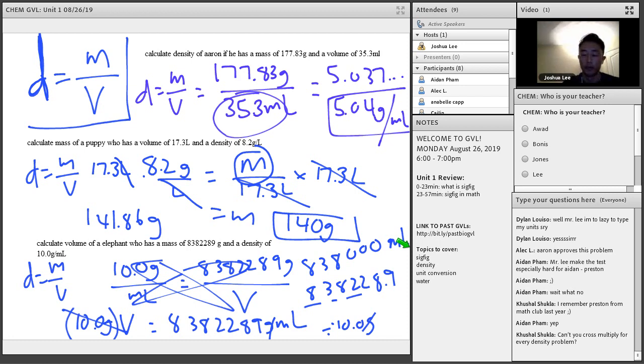Can't you cross multiply for every density problem? Yeah, you can. And sometimes there's no point to cross multiplying. Like if you look at that first one, density is mass over volume, and you have mass, you have volume. All you have to do is divide those numbers. That's a little bit of density stuff.